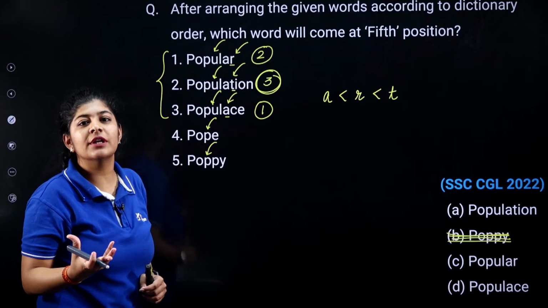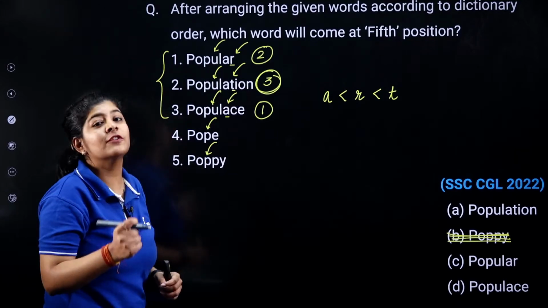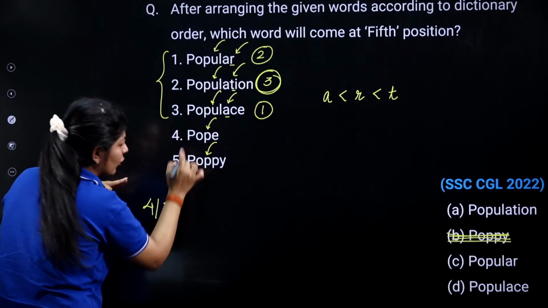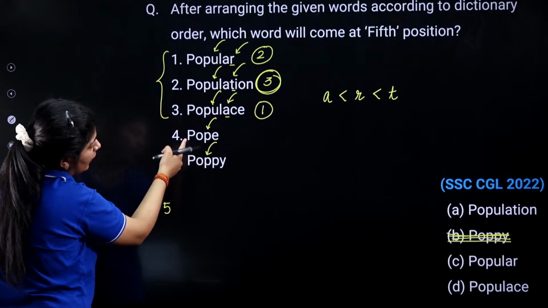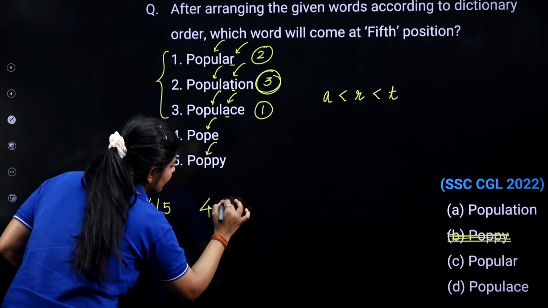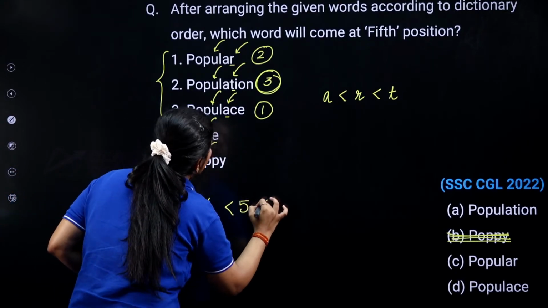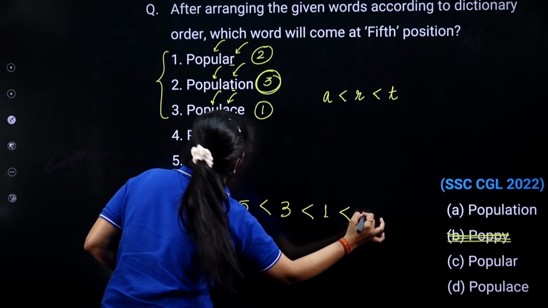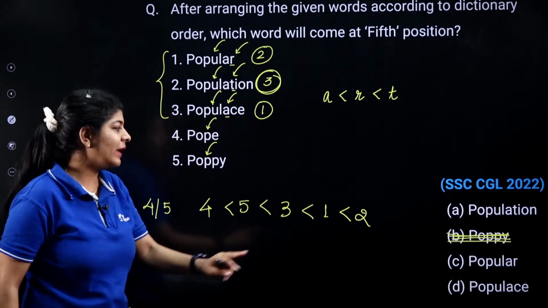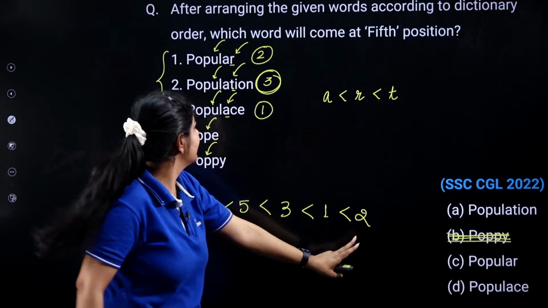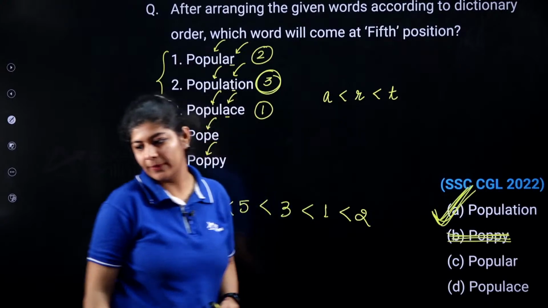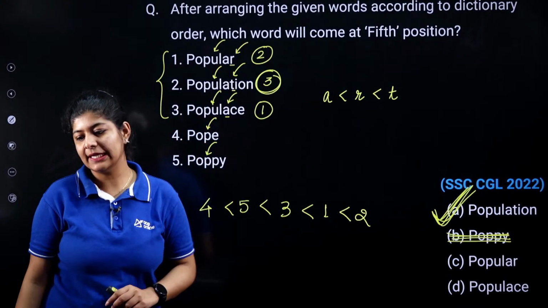So what do I have to determine? I have to determine the 5th position. So the order should be 4 or 5. If you want to know, 4 will come at the first one, after that 5, after that 3rd, after that 1st, and in the ending we are having the 2nd one. And what we have to determine is the last one, and that is nothing but population. That means option number A is the correct one.